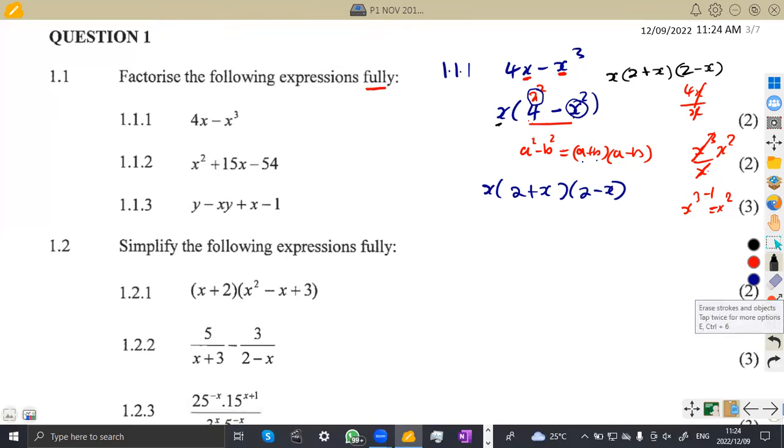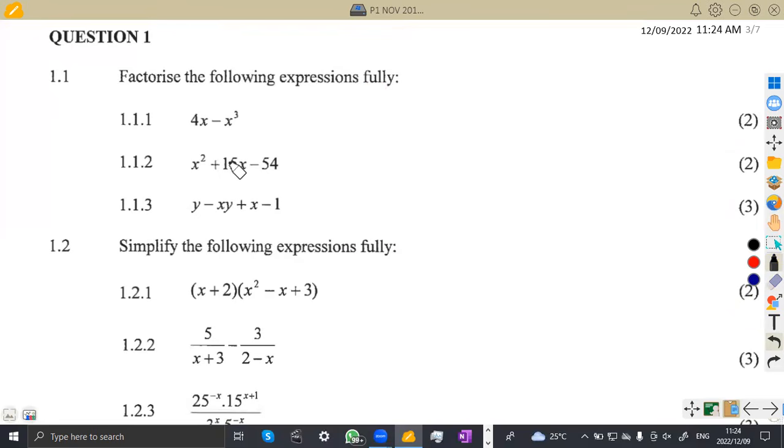All right, 1.1.2, let me just remove this part so that we can cross-check 1.1.2. We are given again to factorize. This is x squared plus 15x minus 54. If you are given this type of expression, it's a quadratic expression. As you can see, the highest exponent that we have is 2, so we're dealing with a quadratic expression.